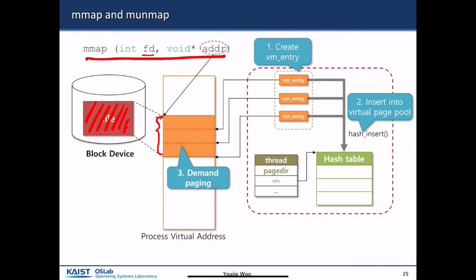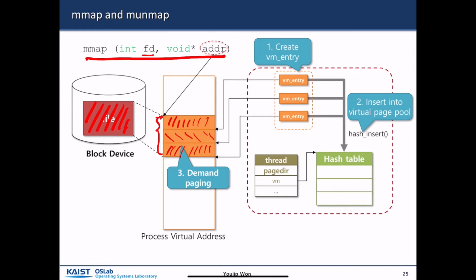Let me explain the details of the operating system service for mmap. If the mmap function is called, first it creates a VM entry for the individual pages. Here, the file size is 3 pages, let's assume that. And then to map the file to the virtual address space, it allocates consecutive address space that consists of 3 pages. So as a first step, the operating system allocates 3 virtual memory entries, one for each page, for mmap.